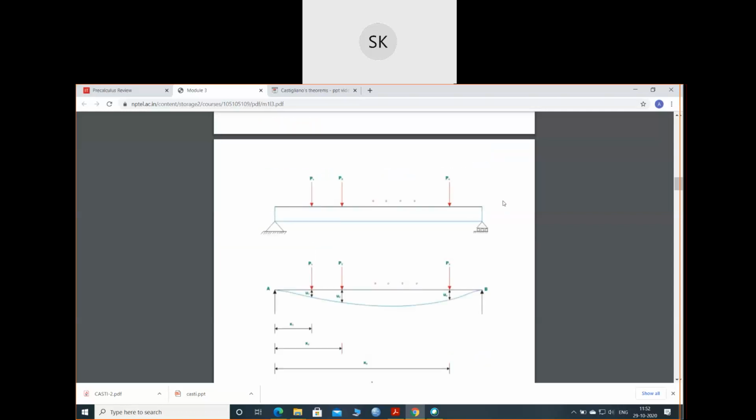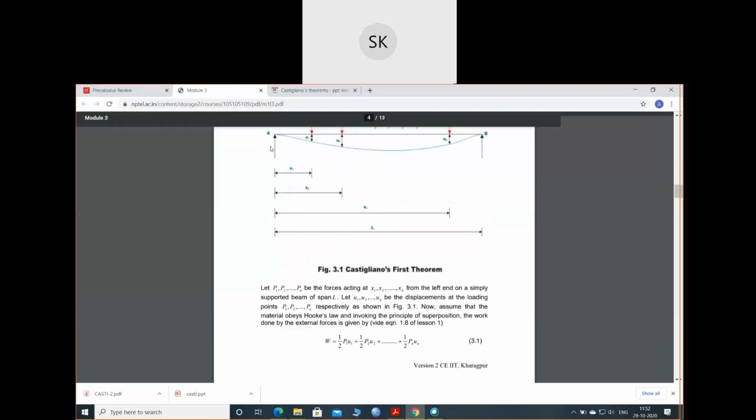See, this is the example they have taken. This will be a simply supported beam with various point loads. When you apply a load, it will get deflected and it will produce energies U1, U2, Un. Now this P1 is at a distance of x1, this P2 is at a distance of x2, this Pn is at a distance of xn, and L is the whole length of the beam.